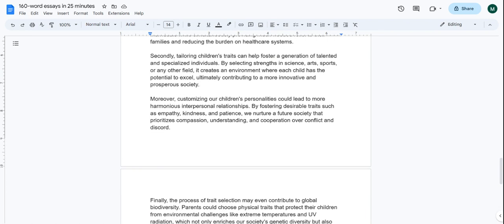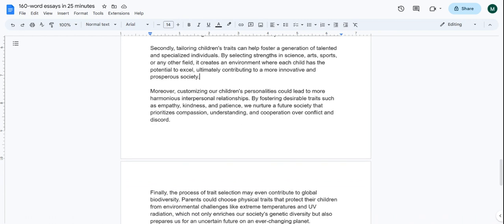Moreover, customizing our children's personalities could lead to more harmonious interpersonal relationships. By fostering desirable traits such as empathy, kindness, and patience, we nurture a future society that prioritizes compassion, understanding, and cooperation over conflict and discord.